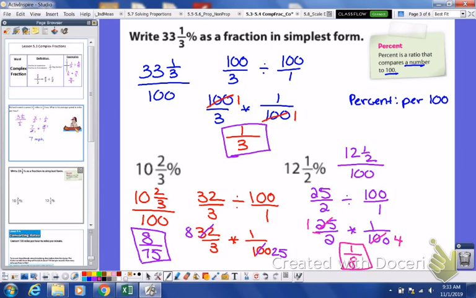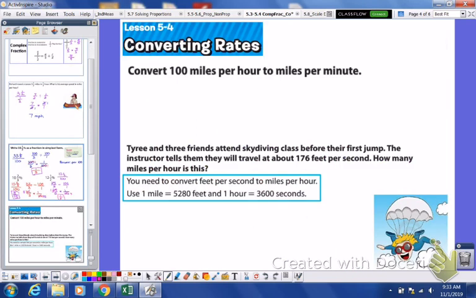Okay, now moving on to lesson 4, converting rates. First example, we want to convert 100 miles per hour to miles per minute. So we start with what we're given. 100 miles per hour tells me 100 is my numerator, and we want to keep our labels here. So 100 miles per 1 hour. Now if I check what I'm trying to get to, I'm trying to get to miles per minute. I see that I already have my miles.